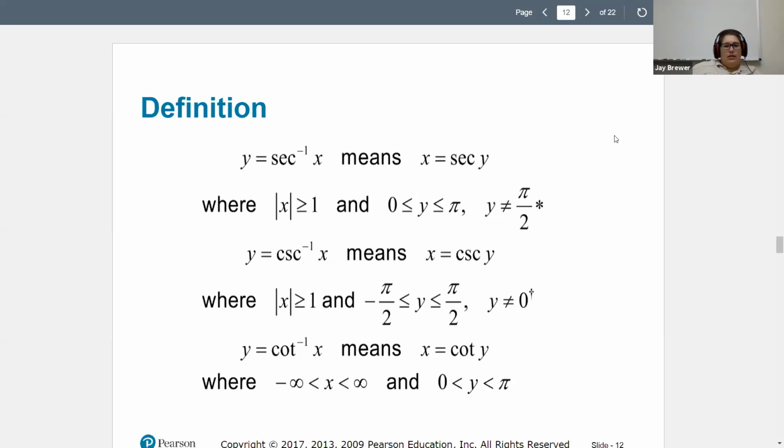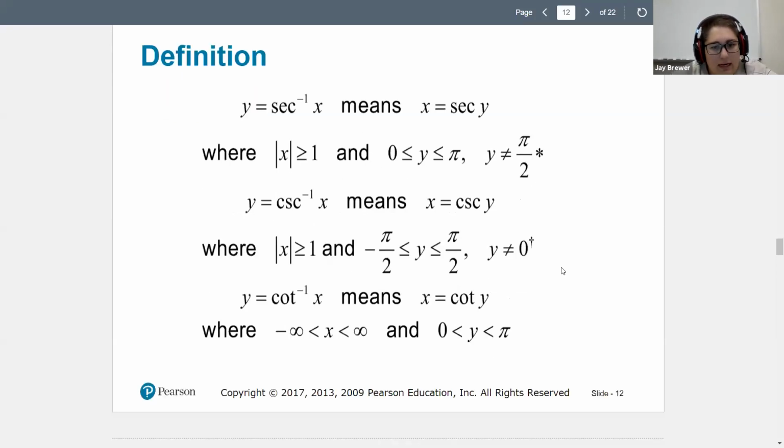If y equals the inverse cosecant of x, then x equals the cosecant of y. Again, you're looking at x values with absolute value greater than or equal to 1. Your range is between negative pi over 2 and pi over 2, and y cannot equal 0. All right. And then you also have your definition for cotangent. If y equals the inverse cotangent of x, then x equals the cotangent of y. X is between negative infinity and infinity, and y ranges between 0 and pi.